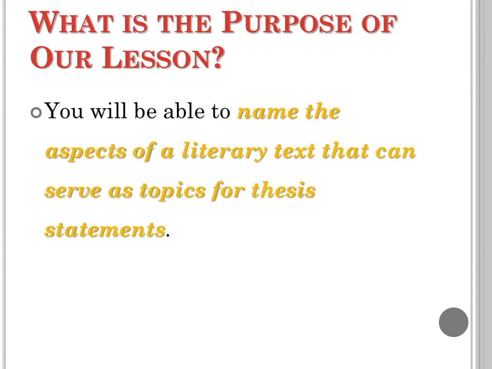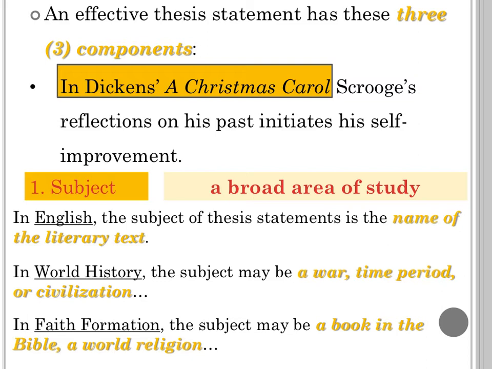So the purpose of the tutorial is to be able to name or identify the aspects of a literary text that can serve as topics for a thesis statement. In other words, what are the parts of a literary work that you can write about when you do write an essay? So let's record a key concept first, and that is, what are the three components of an effective thesis statement? Again, here's our thesis statement.